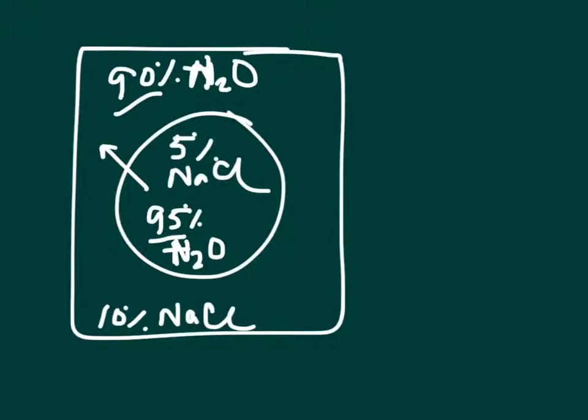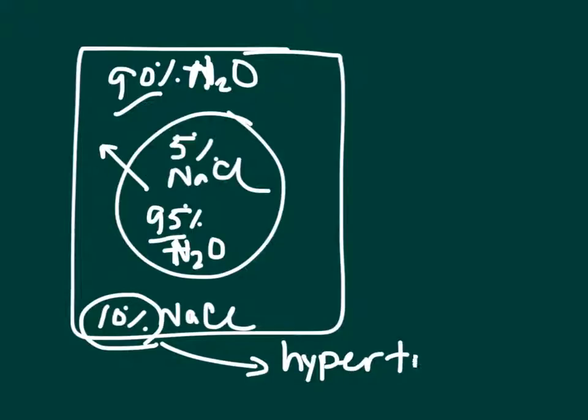This would cause cell shrinking, so it would cause the cell to shrivel up. And in this case, we say 10% is hypertonic, meaning higher. Hyper is higher. So it is a higher concentration than inside the cell.